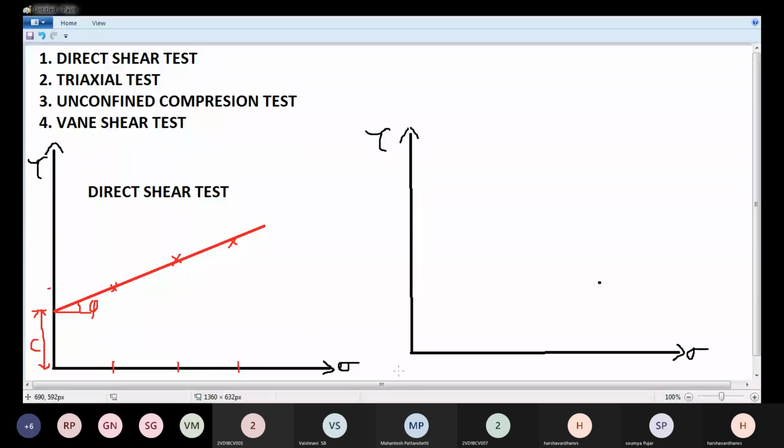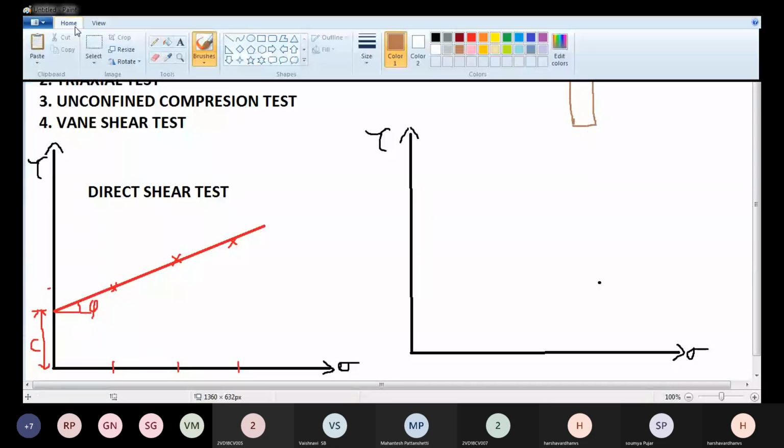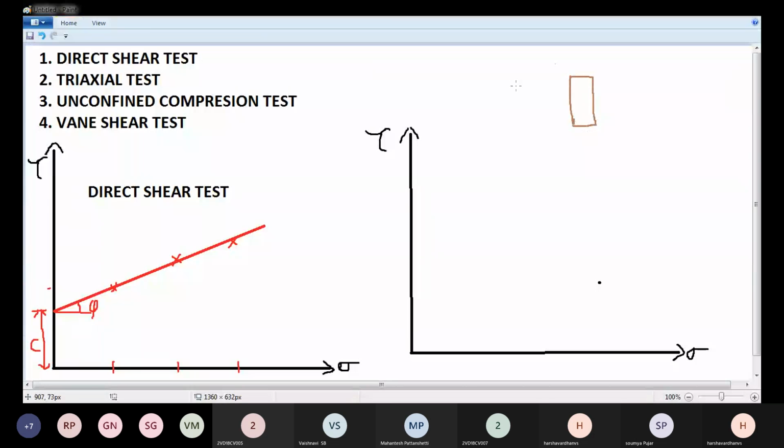So here, whatever normal stress is applied in vertical direction is taken as sigma 1, and whatever stress is applied in horizontal direction is taken as sigma 3, minor principal stress. So here we are conducting three trials. The important thing to remember here is we have a soil sample. And initially the cell pressure is applied in all the directions.